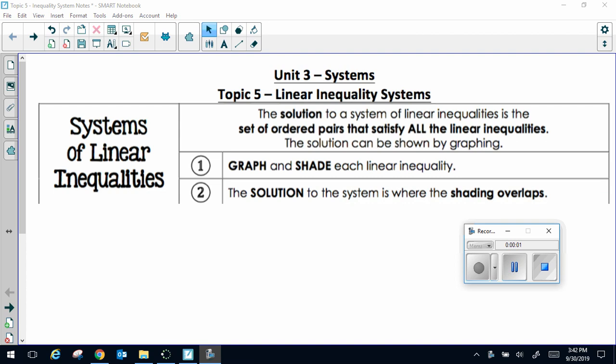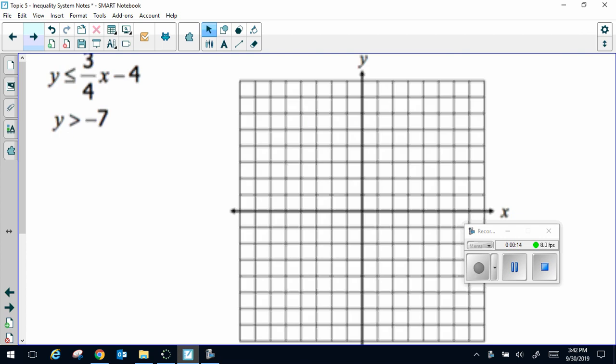Alright, so we're going to graph linear inequality systems, and the easiest way is to put them in slope-intercept form, graph them as normal, and where they overlap is the solution. So let's go ahead and do some examples. We're going to take the first equation and graph it, this one right here.